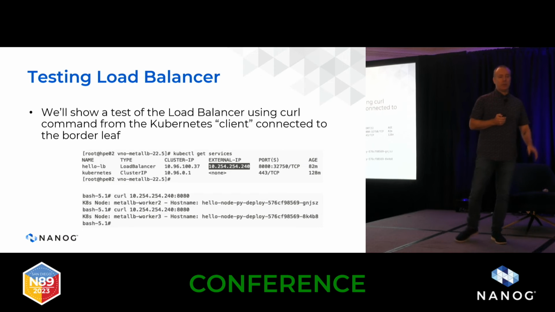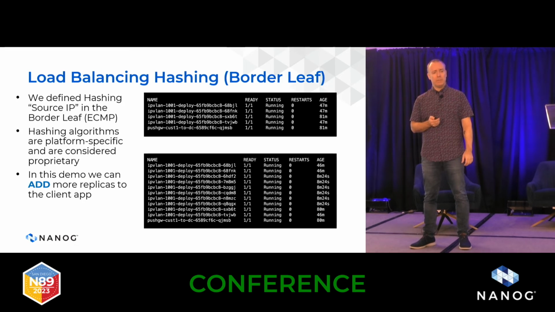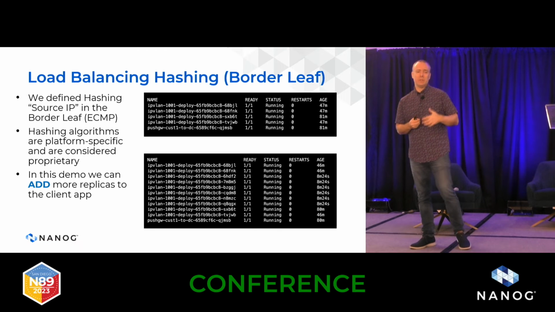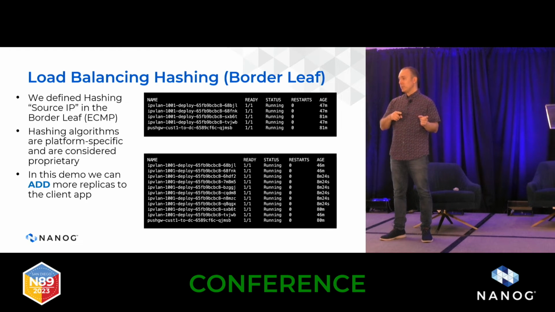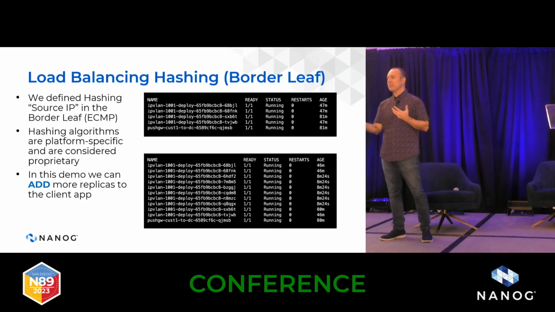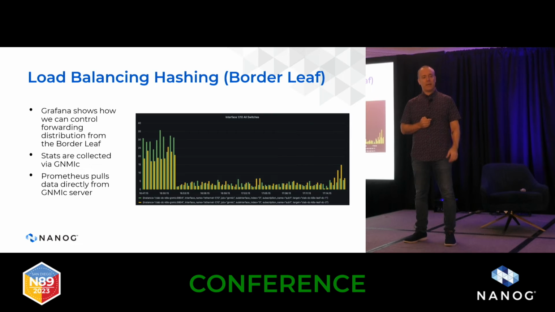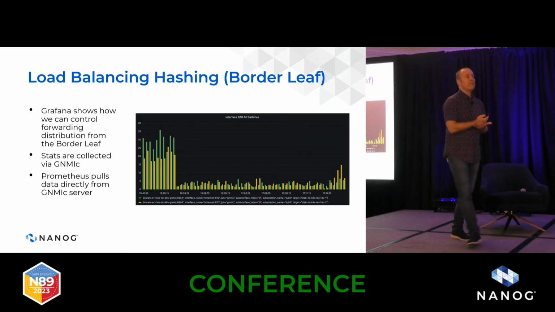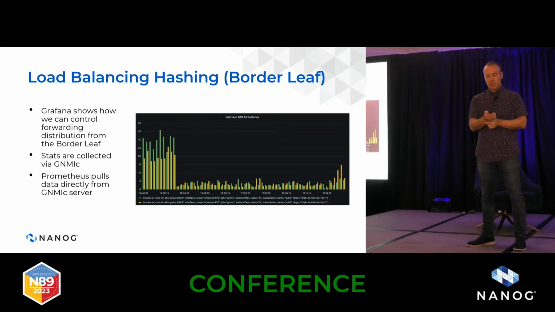For testing the load balancer, I'll show you the way to do that via command line. But what I'm going to do now, using my client, is start changing the replicas of my client to see how the traffic is spreading and how my hashing is working. For that, I'm going to use Grafana to visualize that information. In this case, I'm using gNMIc to extract the information from every interface that is directly connected to the worker node in every leaf.